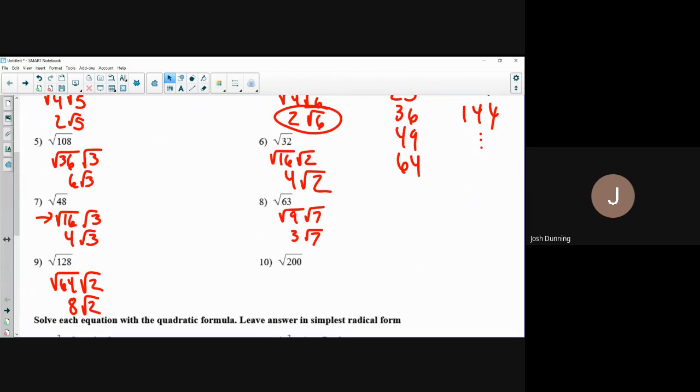And 10, 200, hey, it says 100. 100's a perfect square. Radical 100. 100 times 2 is 200. Square root of 100 is 10. Bring that radical 2 down.